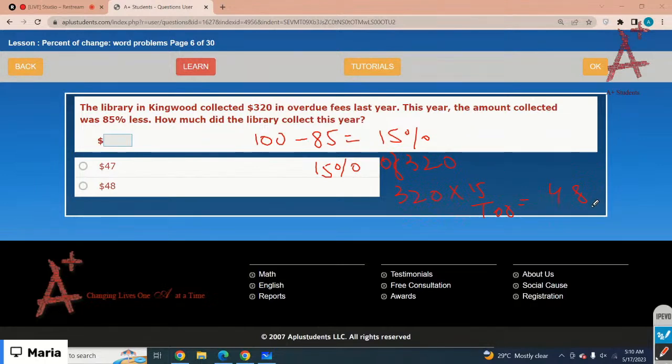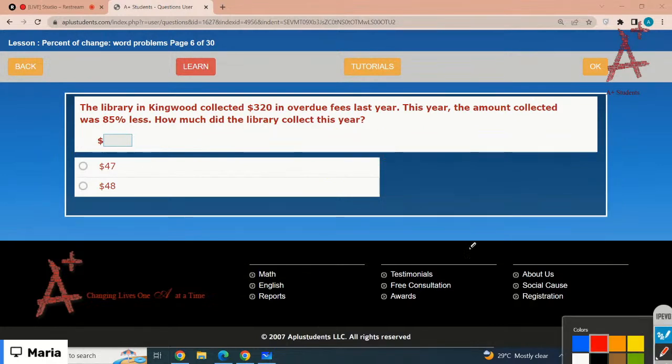Got it? So how much did the library collect this year? That means this year they just collected $48. Got it? 85% less than 320. So the 85% of 320 is 48. So that is correct.